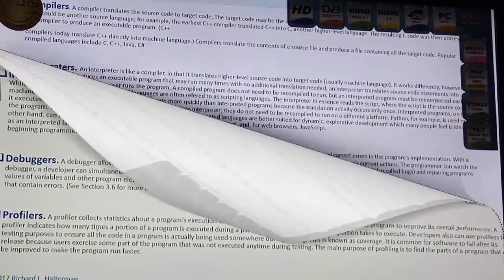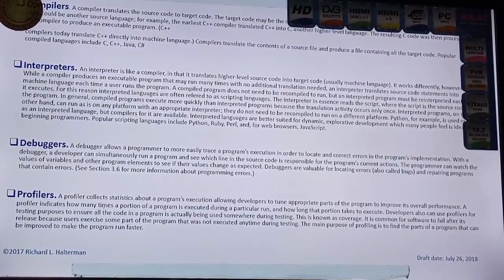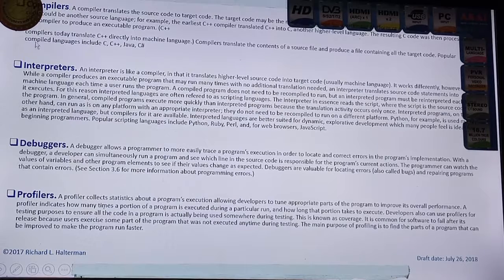The resulting C code was then processed by a C compiler to produce an executable program. Compilers today translate C++ directly into machine language. Compilers translate the content of a source file and produce a file containing all the target code. Popular compiled languages are C, C++, Java, and C#. Let's come to the interpreters.